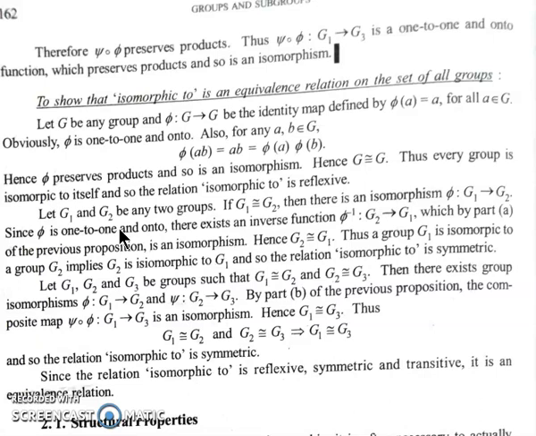Now we have to prove it is symmetric and transitive. For that, let G1, G2 be two groups, and suppose G1 is isomorphic to G2, and let phi from G1 to G2 be an isomorphism. Then in the previous proposition we have proved if phi from G1 to G2 is an isomorphism, phi inverse from G2 to G1 is an isomorphism. Therefore we can say that G2 is isomorphic to G1. Therefore G1 isomorphic to G2 implies G2 isomorphic to G1. Therefore the relation isomorphic to is symmetric.